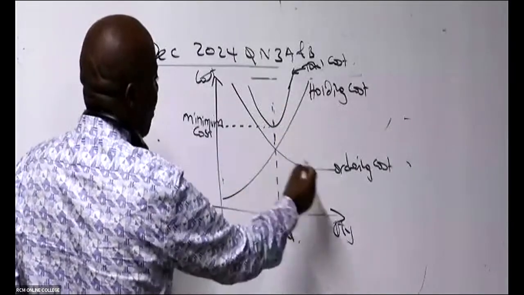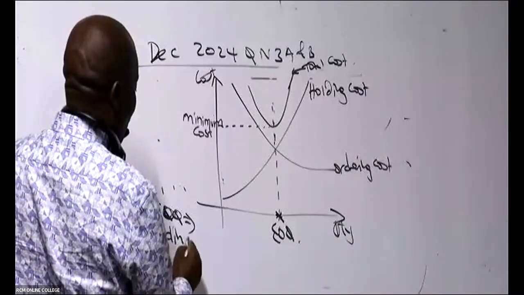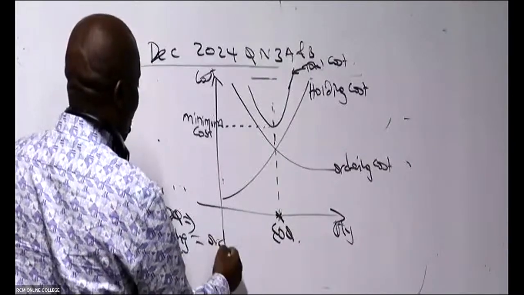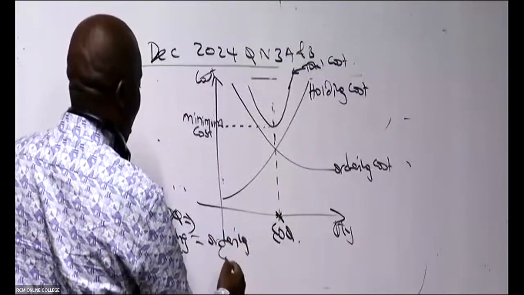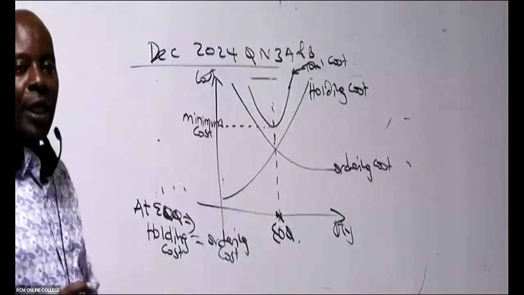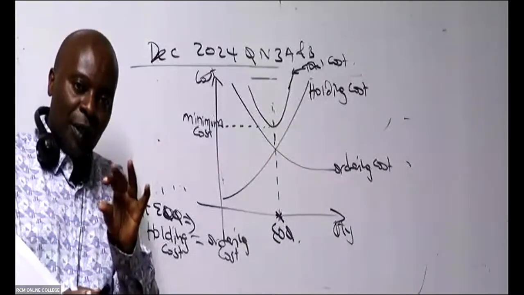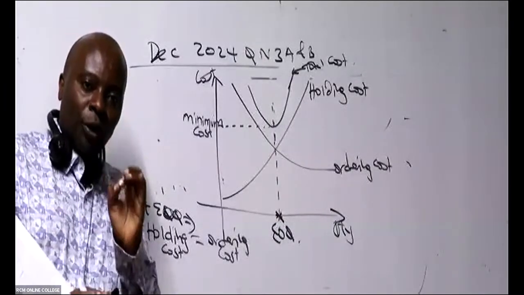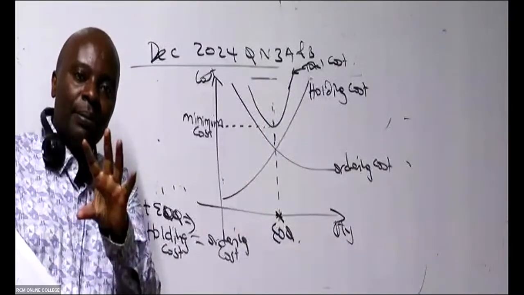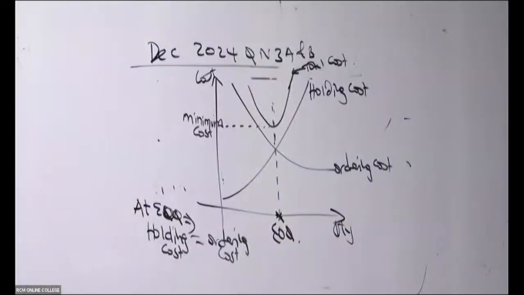holding cost should be equal to ordering cost. Always. Holding cost shall be equal to ordering cost. That is why we were getting holding cost of 3,999, because of rounding off errors. That will be 4,000. And also ordering cost was 4,000. The two shall always be the same at EOQ.